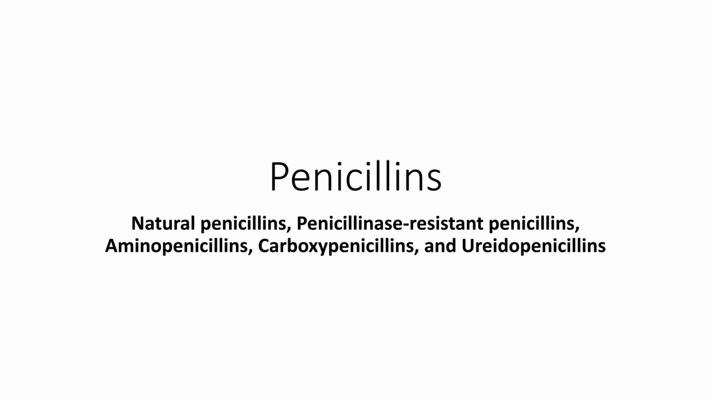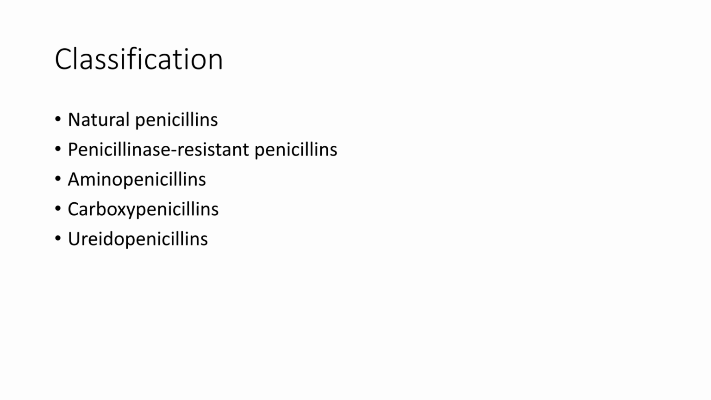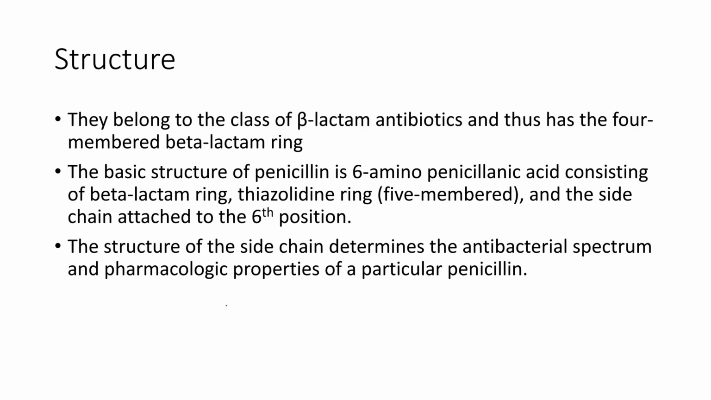So our topic is penicillins. There are 5 types of penicillins: natural penicillins, penicillinase resistant penicillins, aminopenicillins, carboxypenicillins, and uridopenicillins. So these are the 5 types of penicillin. Before we go into these penicillin groups separately, first we'll talk about some general properties of penicillins.